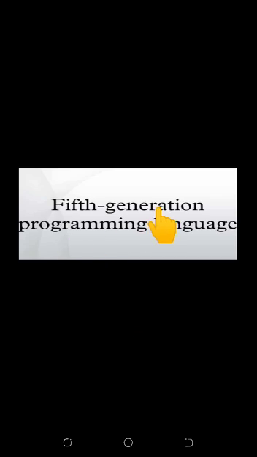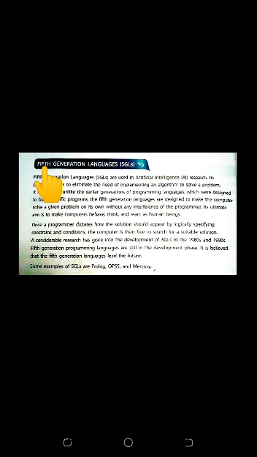Now we will do fifth generation programming language. Nowadays these languages are coming into use. Fifth generation languages are used in artificial intelligence research. Their primary goal is to eliminate the need of implementing an algorithm to solve a problem. What is artificial intelligence? You know about robotics. Robots can feel, think and behave like a human being. That is called artificial intelligence.